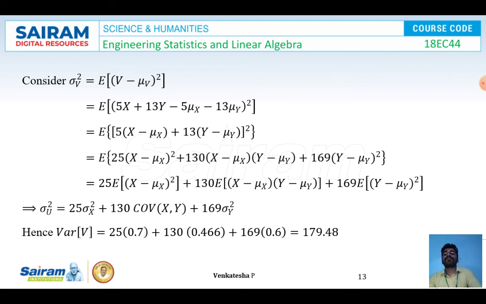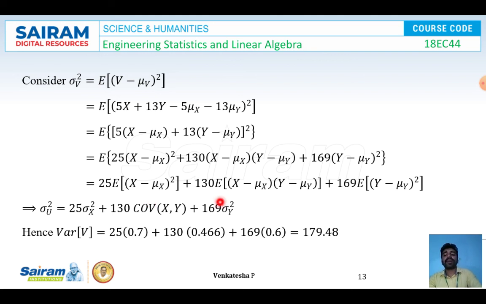Expanding this by using the (a plus b) whole square formula, I got expectation of 25 into (x minus mu x) whole square plus 130 into (x minus mu x)(y minus mu y) plus 169 into (y minus mu y) whole square. So now I got 25 into expectation of (x minus mu x) whole square plus 130 into expectation of (x minus mu x)(y minus mu y) plus 169 into expectation of (y minus mu y) whole square. So this leads to sigma v square is equal to 25 sigma x square plus 130 covariance of x comma y plus 169 sigma y square.